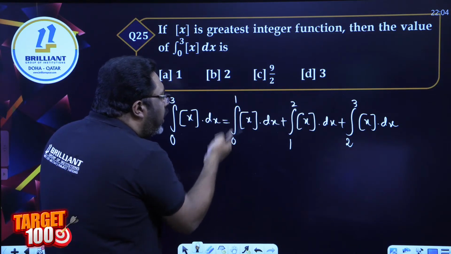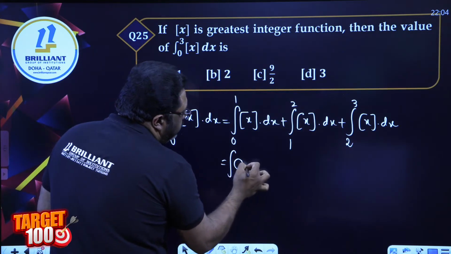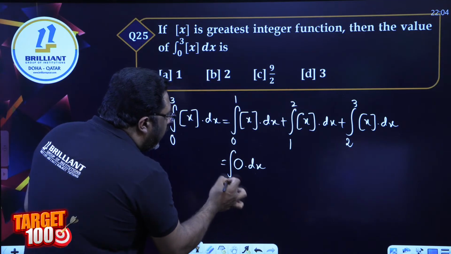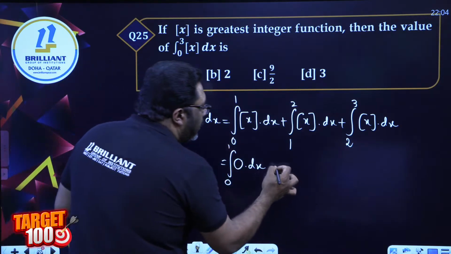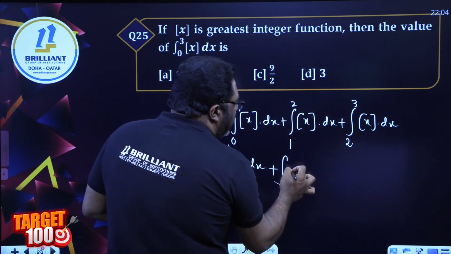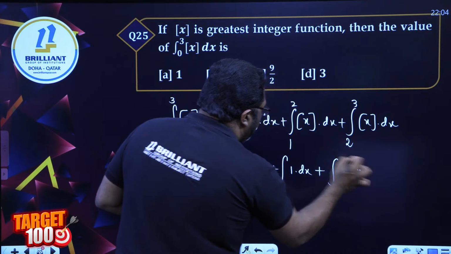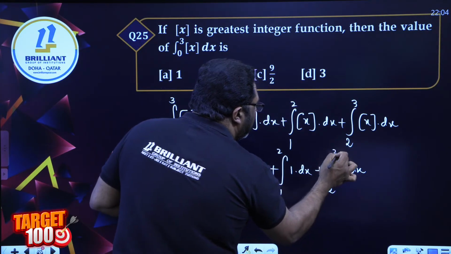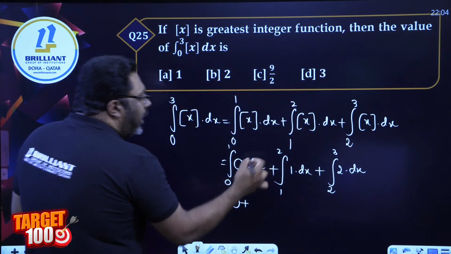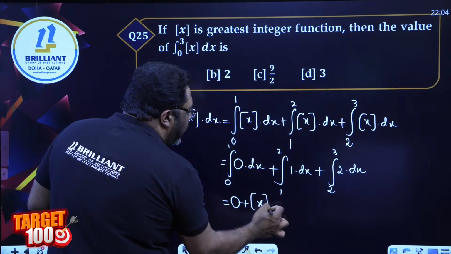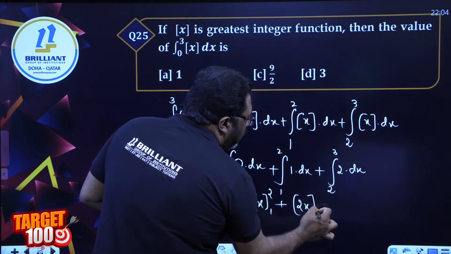Now whatever be the value from 0 to 1, the greatest integer of that is 0. Yes, whatever be the value, the greatest integer is going to be 0. For 1 to 2, the greatest integer is 1. For 2 to 3, the greatest integer is 2. So this is 1 to 2, this is 2 to 3. What is the integral of 0? No need to do, it's still 0. Integral of 1 is x with the limit 1 to 2. And integral of 2 is 2x, 2 to 3.